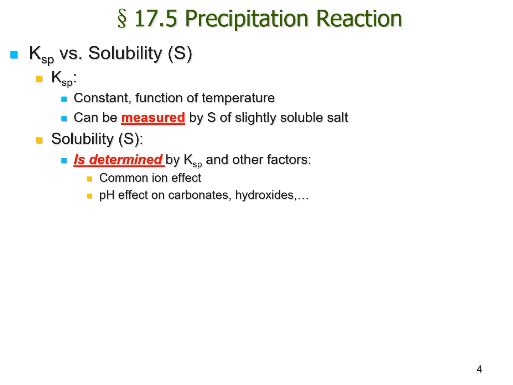So solubility is not the one that determines Ksp, it is the otherwise. It's a reverse. Ksp determines solubility. And also solubilities can be affected by other factors such as the common ion effect, as we discussed before, and the pH effect on the carbonates, hydroxides, on and on and on.